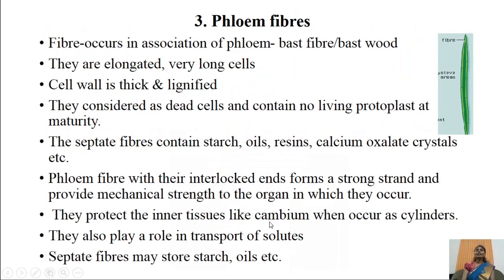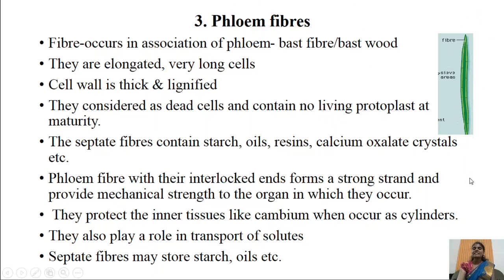Coming to the third component of phloem, that is phloem fiber. Fiber occurring in association with phloem is referred to as bast fiber. They are elongated in shape, very long cells where the cell wall is thick and lignified. Here we can observe the phloem fiber associated with phloem tissue, which is much longer, elongated, with a thick lignified wall.